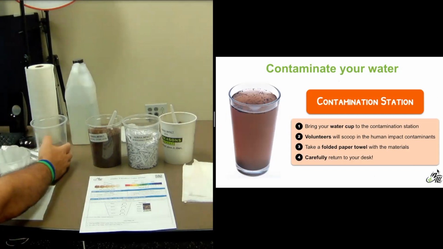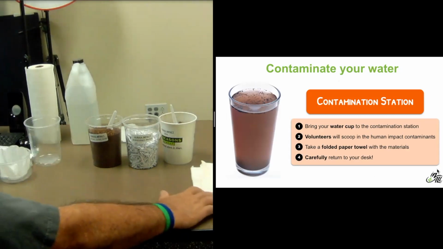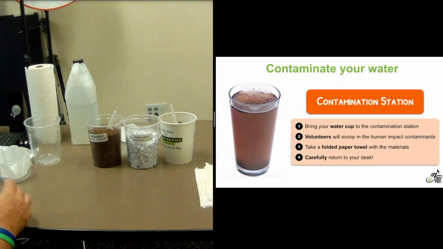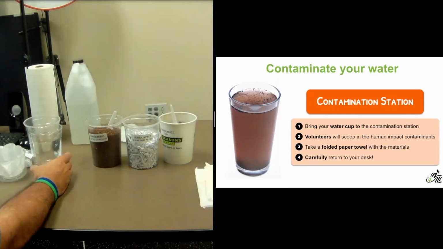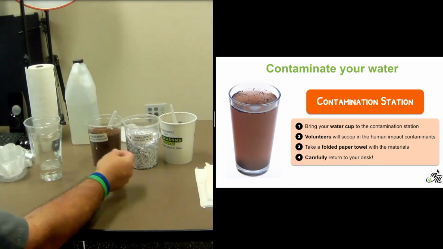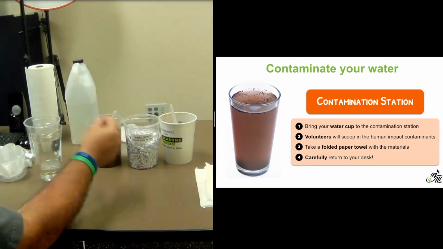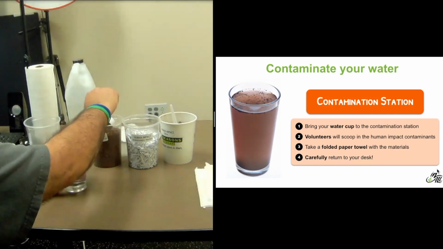If there's more than one volunteer, that would be ideal. What you need to do is set up a contamination station. So when the students bring their cup of water that you poured out previously for them, what you're going to do is put a scoop, or in the case of the shredded paper, a pinch of material into their water. So I'm going to take a scoop of this human impact.